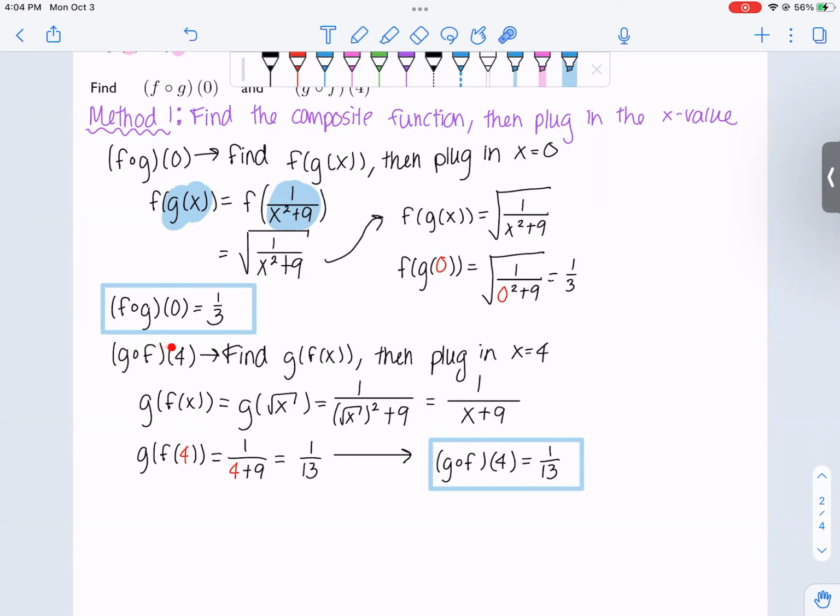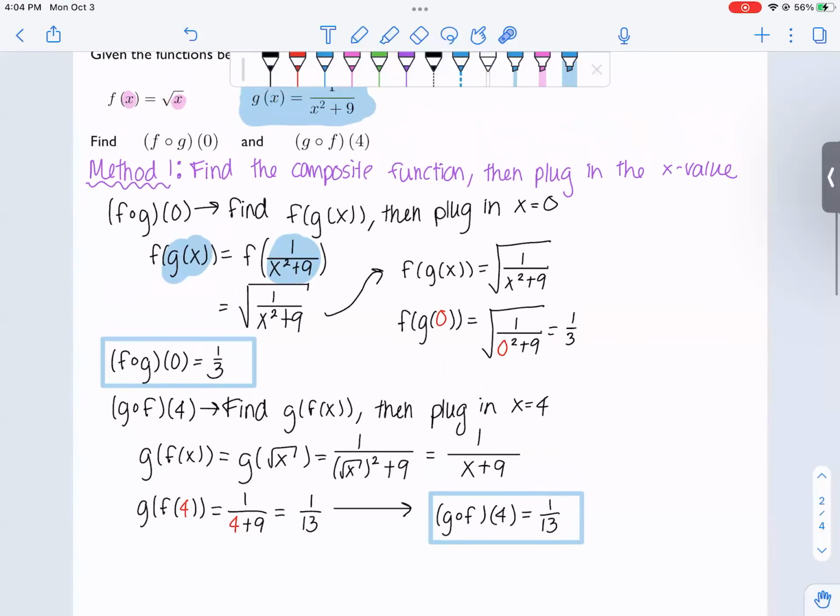For g composed with f of 4, I found g of f of x first, and then I plugged in x equals 4. So here is my process of finding g of f of x. I plugged the square root of x, which was our function f, into the function 1 over x squared plus 9. If you square a square root, it just turns into an x. So g of f of x was 1 over x plus 9. If you then plug 4 into this function, which I did down here, you'll get 1 over 13. So that's our first method.